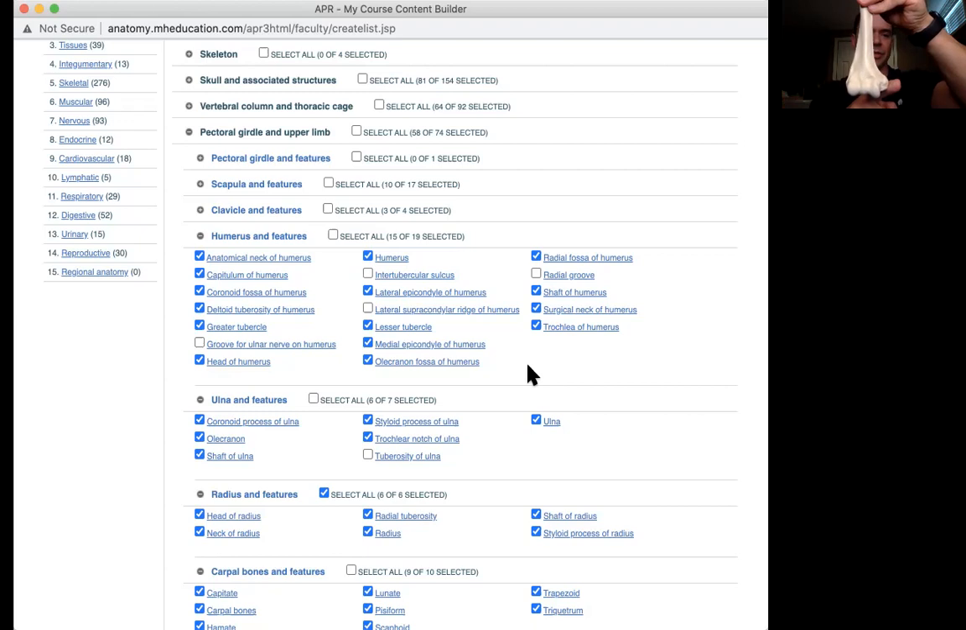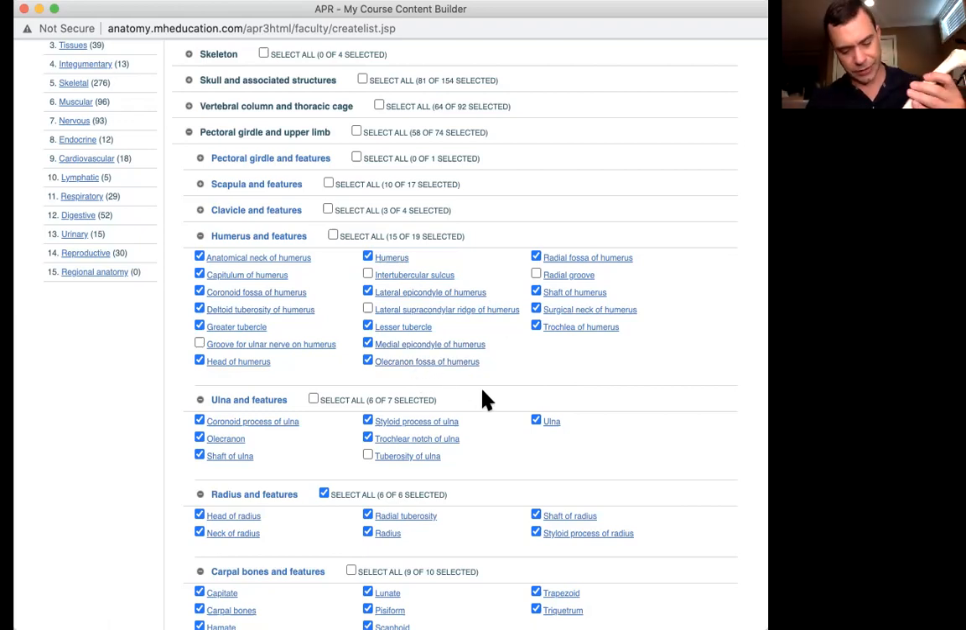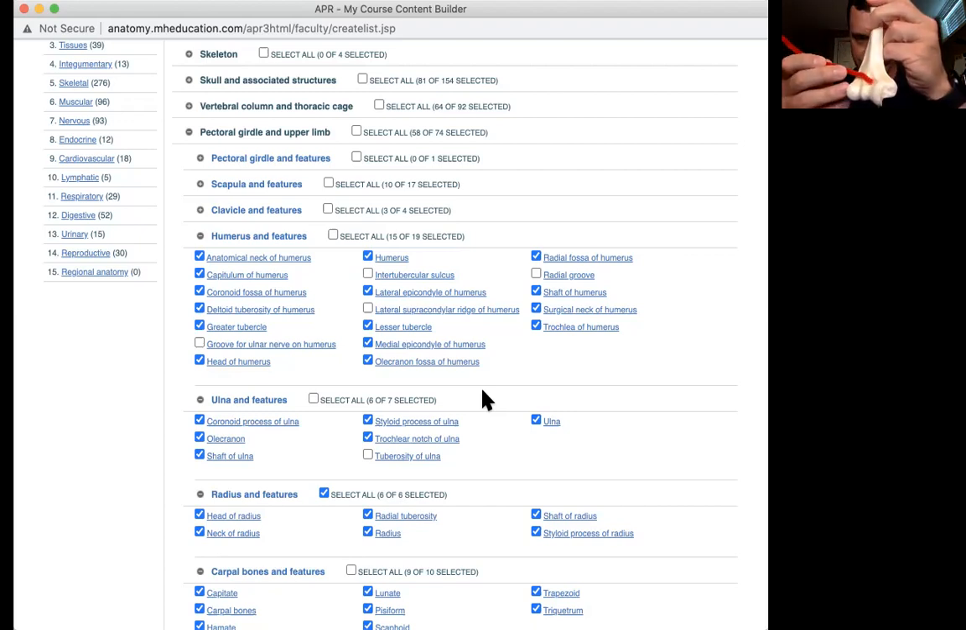I have a couple shallow depressions here called fossas. I have the coronoid fossa, and the olecranon fossa. The coronoid fossa is on the front. It is that shallow depression right there. The coronoid process of the ulna actually fits right in there, so that's how this gets its name. So this is the coronoid fossa of the humerus.